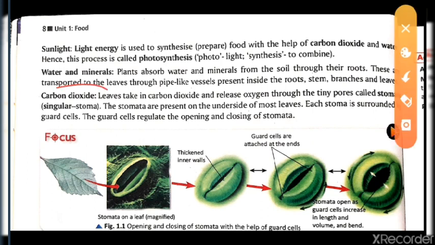Now here comes the carbon dioxide. Carbon dioxide is basically present in the atmosphere, that means in our free environment. So they are taking that carbon dioxide into their leaves. Now how are they taking that carbon dioxide inside the leaves? So if you take a leaf, okay, if you take a leaf, just roll it down.